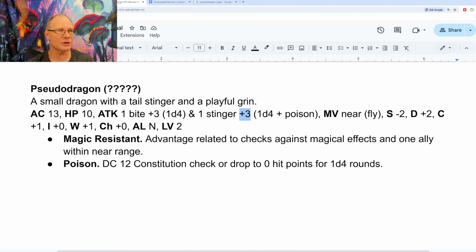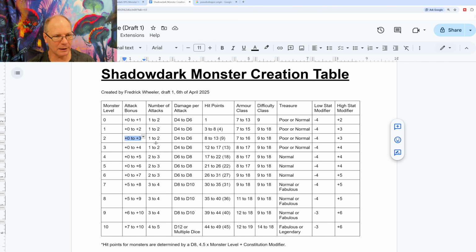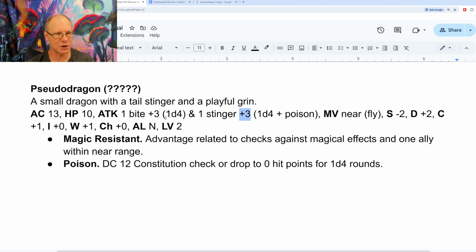Okay, next. How much damage should we be doing? Well, level 2 monsters do between a D4 and a D6. Because I want to give it a poison effect, because it's got a stinger, I'm going to reduce the amount of damage it does. I don't think the bite should do a lot of damage, so I'm just going to give it a D4. You're not going to have to choose. You're not going to lose out on using the bite. The bite's going to get used, the stinger is going to get used, because it says and. It's not or, it's and. So you do a bite, you do a sting.